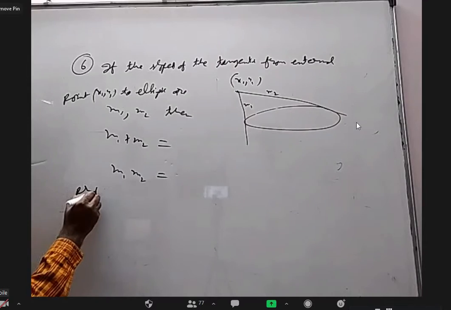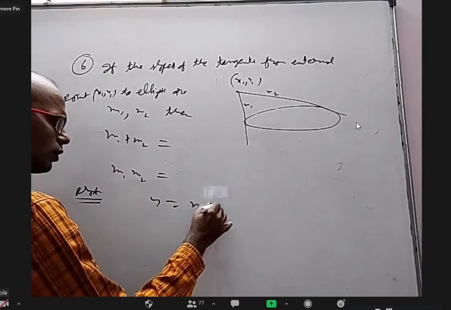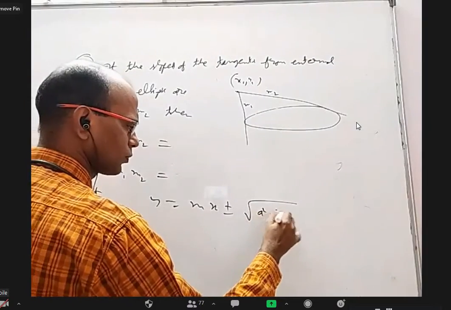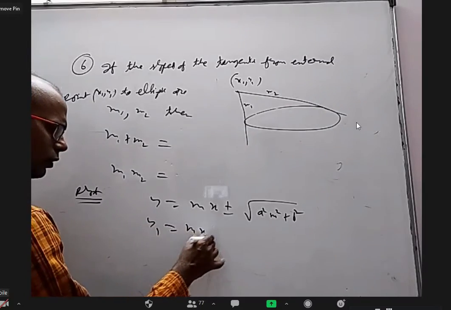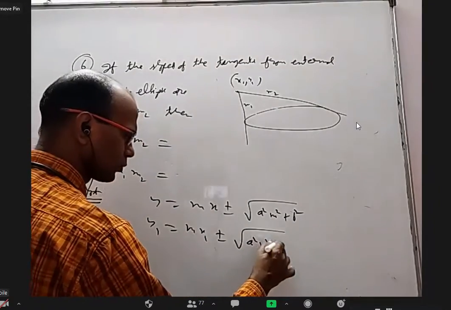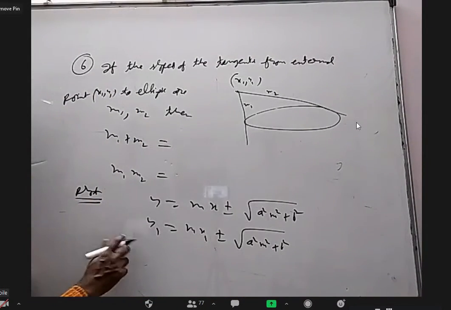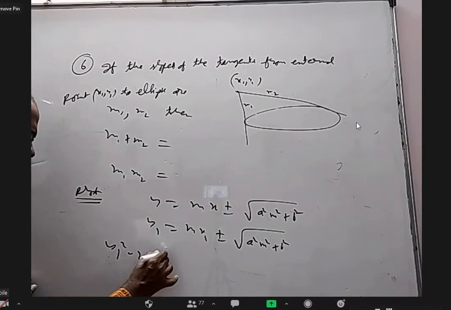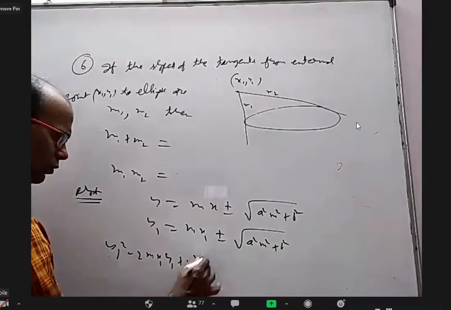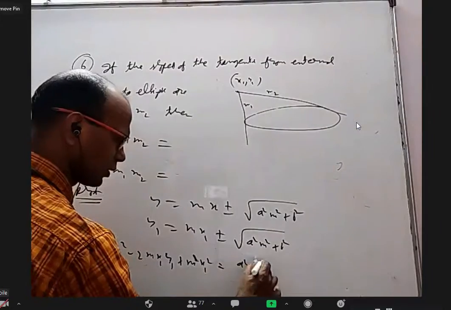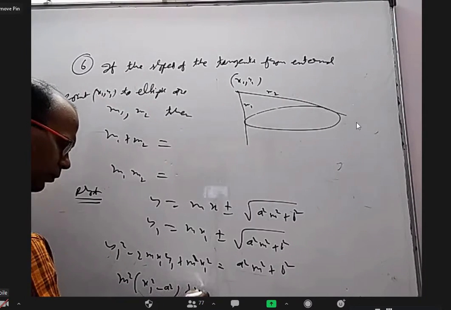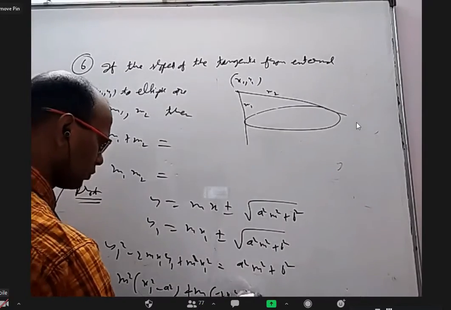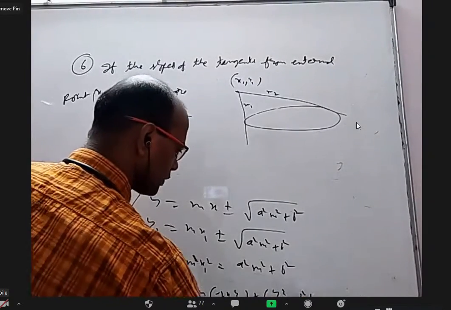Okay. So how to prove this? Take the general tangent y equal to mx plus or minus square root of a square m square plus b square. Substitute y1 here, x1 here, we'll get y1 equal to mx1 plus or minus root over a square m square plus b square. Bring this one this side and square it. We'll get y1 square minus 2m x1 y1 plus m square x1 square. If I square this, I'll get a square m square plus b square. If I bring everything to one side, we'll get m square into x1 square minus a square plus m into minus 2x1 y1 plus y1 square minus b square equal to 0.